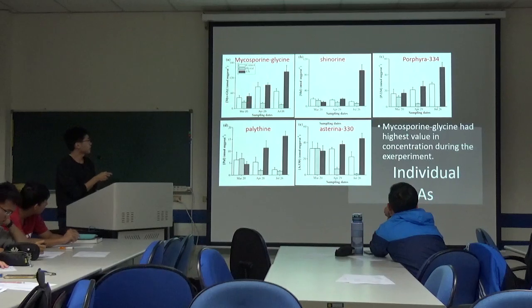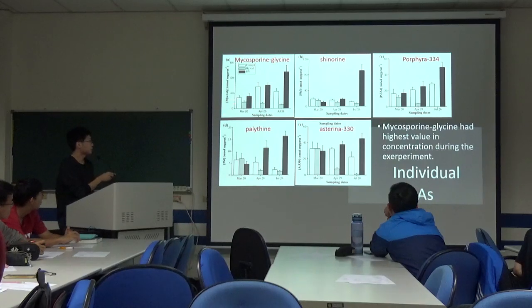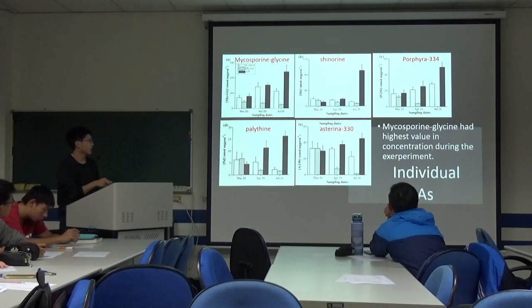Look at figure A. The x-axis is the time. The y-axis is the individual MAA concentration. The black bar is enhanced UVR, the gray bar is the hydroid panel, and the white bar is control. The other figures are the same way. You can see that mycosporine-glycine had the highest concentration during the experiment.